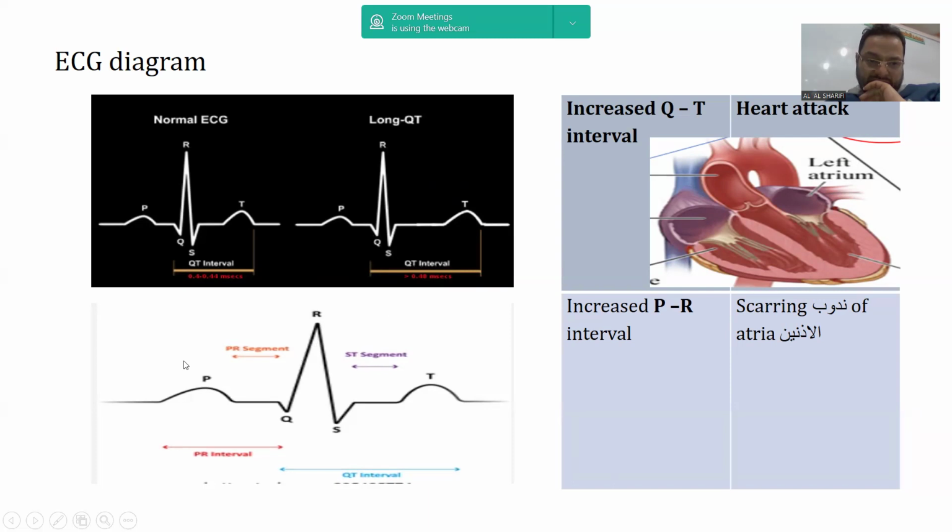When the PR interval is increased, that means scarring of the atria, like I said before. Here, this PR is not normal. QT is less than 0.4, less than 0.8. Here it's more than that. I'm talking about QT here, and the PR interval must be less than normal. That means here your patient is suffering from scarring of the atria.